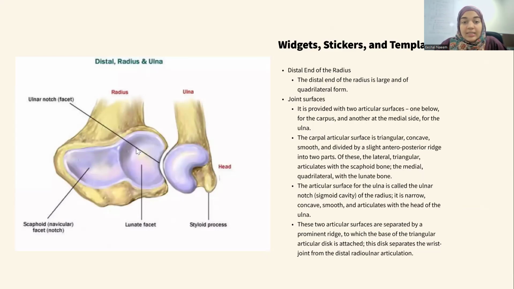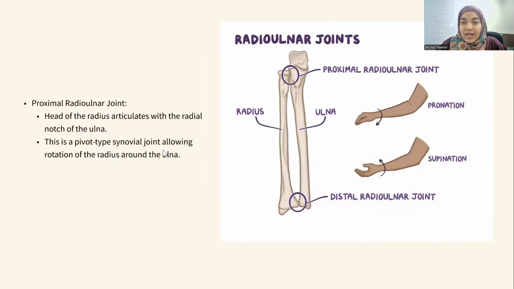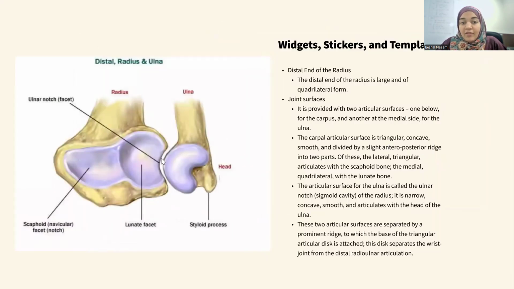Now, as you can see, there's an ulnar notch here to allow for the ulna to form a distal radio-ulnar joint. As I showed you before on this slide, we had a proximal radio-ulnar joint and we had a distal radio-ulnar joint. So here we're forming the distal radio-ulnar joint. Now the distal end of the radius is a large end and it's quadrilateral in form. As you can see, it's quadrilateral in form, right?